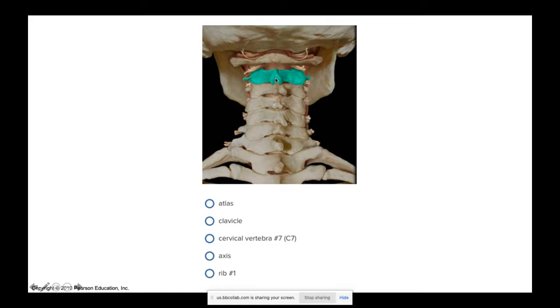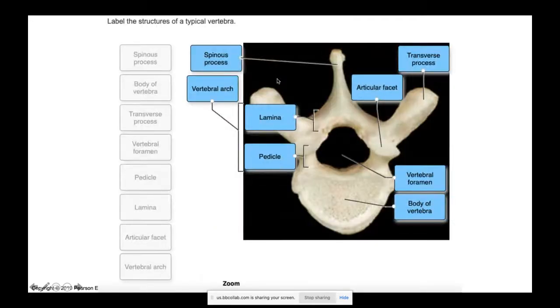So now what's highlighted here? Well, this is C2, but we don't see C2 as a choice. We see atlas or axis. So atlas rotates on its axis. So axis is C2. And again, you can see the bifid spinous process here.